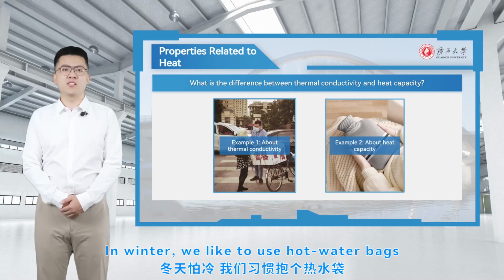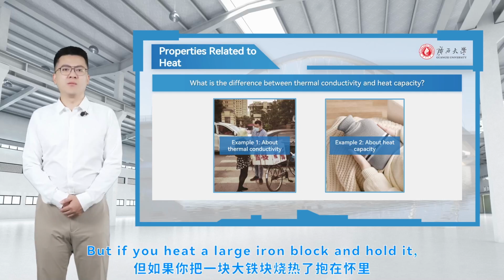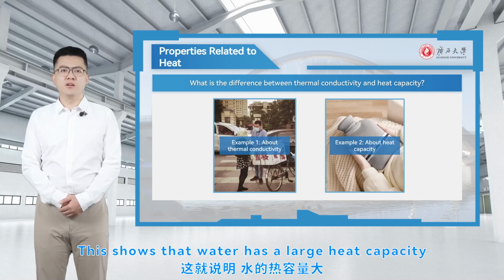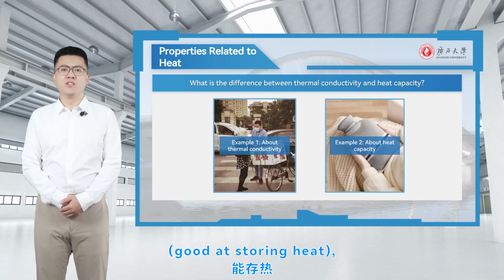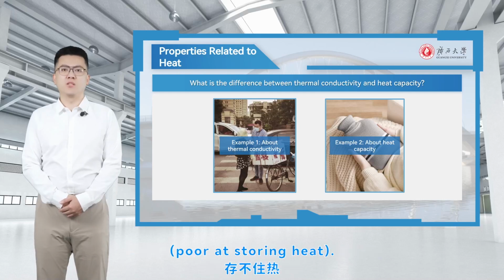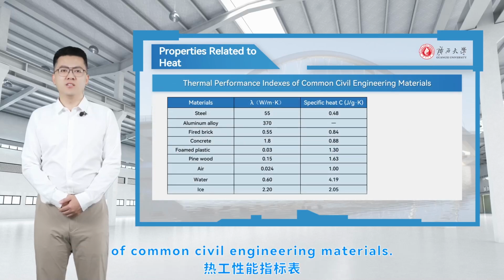In winter, we like to use hot water bags because water stays warm for a long time. But if you heat a large iron block and hold it, you'll find it cools down quickly. This shows that water has a large heat capacity, good at storing heat, while iron has a small heat capacity, poor at storing heat. Now let's look at this table of thermal properties of common civil engineering materials.